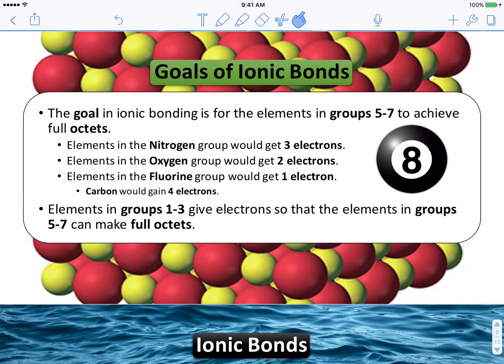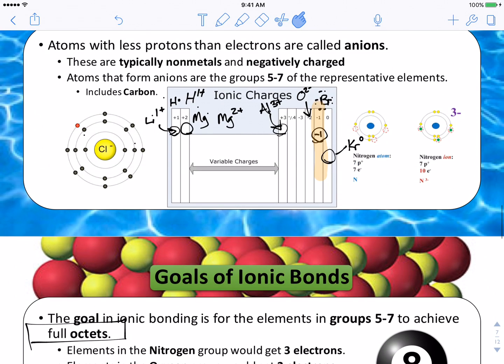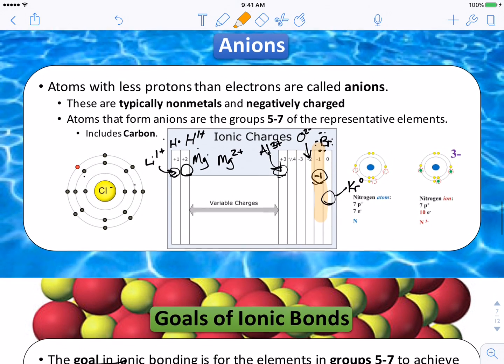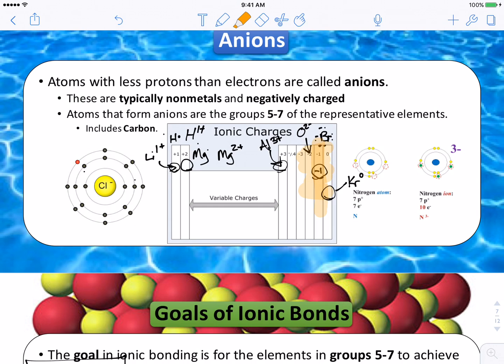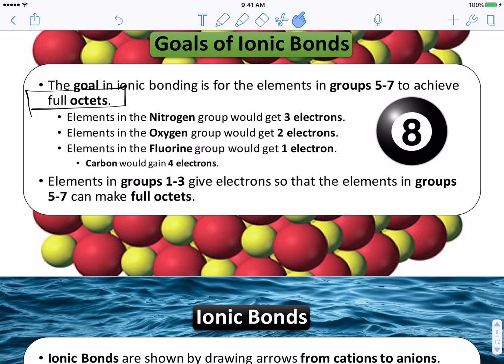Okay, so the goal in ionic bonding is for the elements in groups 5 through 7 to achieve full octets. That means if you're towards the right of the periodic table and you're in groups 5 through 7, all these guys, that means you want 8 electrons, okay? Obviously, the ones in group 8 already have 8 electrons, so they don't need to meet that goal. Now, if you're in group 5, you want to get 3 electrons to get to 8. Hence, your oxidation number would be 3 minus. That's how many more you want to get to 8.